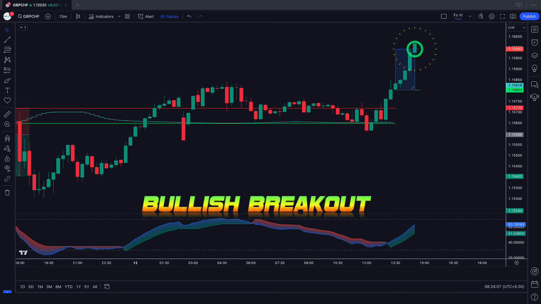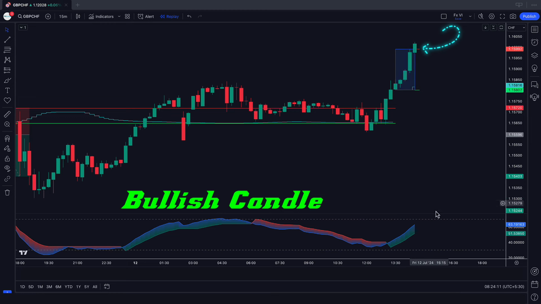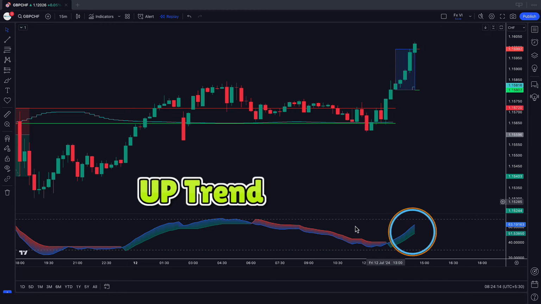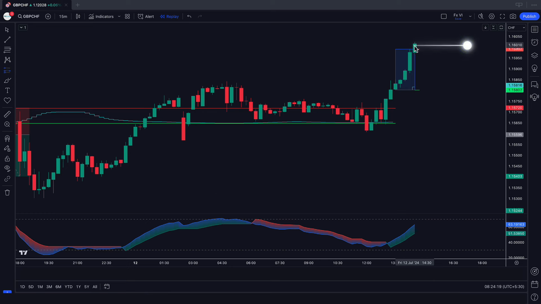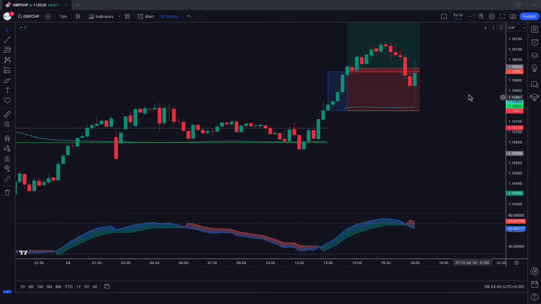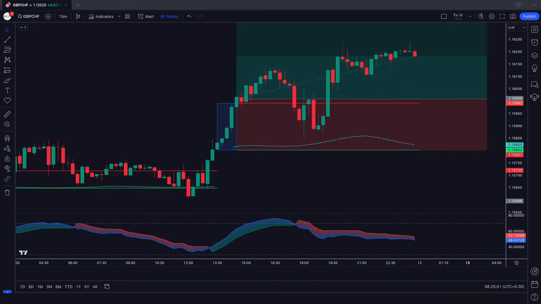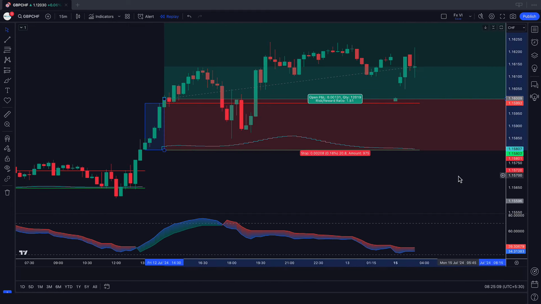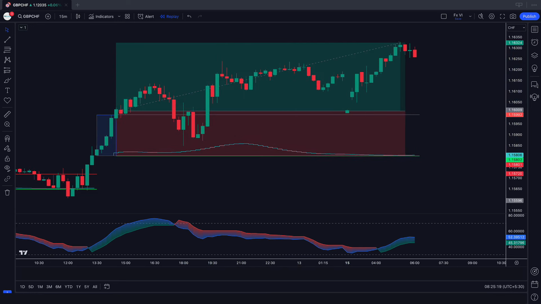The market completely makes a bullish breakout of the opening range breakout box. To confirm, the market created a bullish candle, and the max line of the QQ Weighted Oscillator indicator is in an uptrend. All these conditions are met, so we will place a buy order. Our stop loss will be placed at the lower level of the opening range breakout box. And the risk to reward ratio will be 1:1.5. The market has completely hit the target. Now we will find other trades.